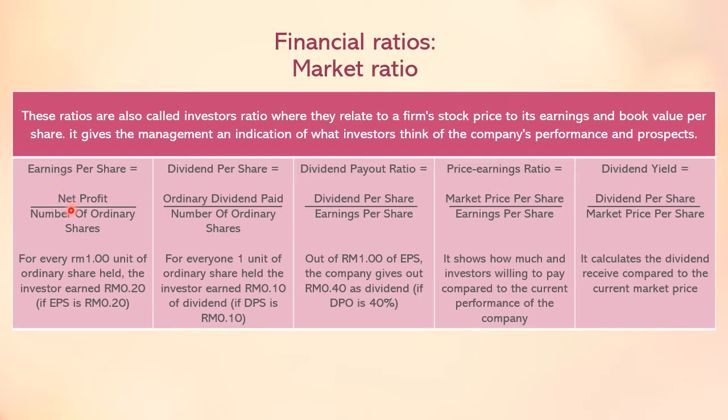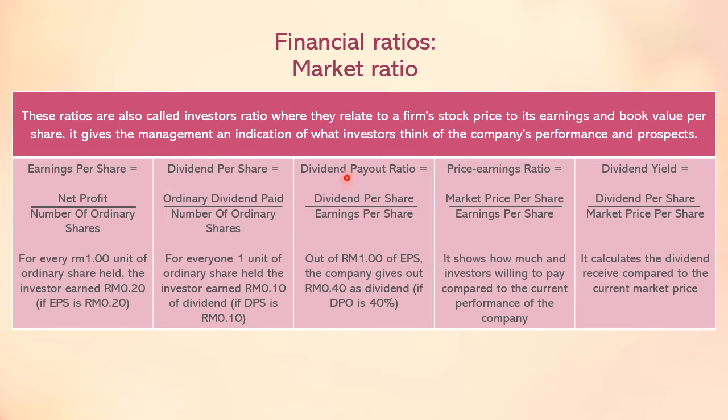For earnings per share, you take your net profit after tax and divide by the number of ordinary shares. So we can see that for every 1 unit of share held, the investor earns 20 cents, if the EPS is 20 cents. Dividend per share: you take the ordinary paid dividend and divide by the number of ordinary shares.